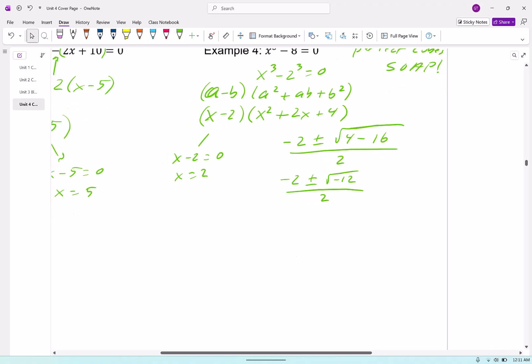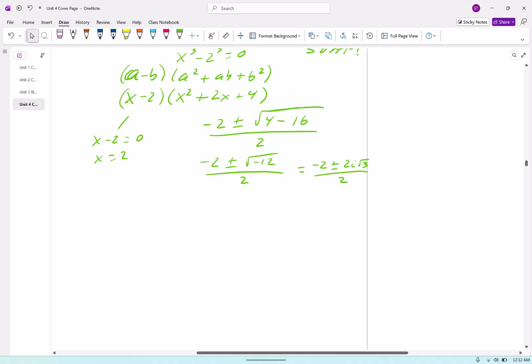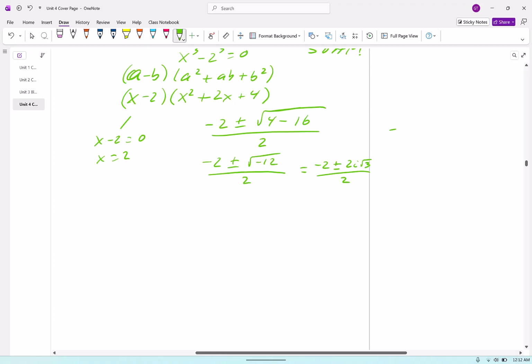So I'm going to also make this negative 2 plus or minus, and this is going to become, I'm going to pull out the negative 1 and then reduce down square root of 12 into square root of 4, square root of 3. So it's going to become 2i square root 3 over 2. So again, I'll do the square root of negative 12 on the side here.